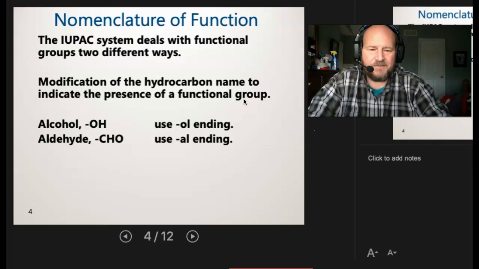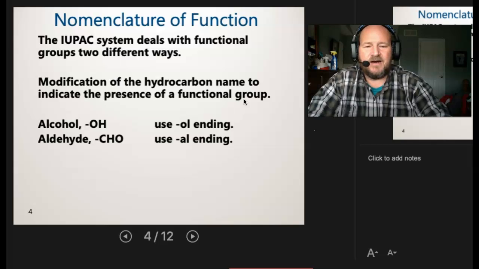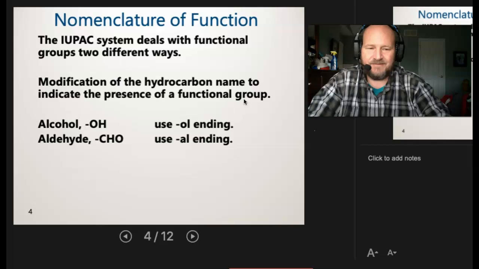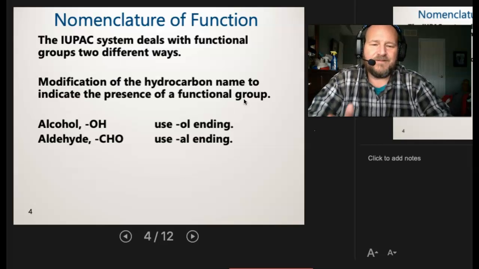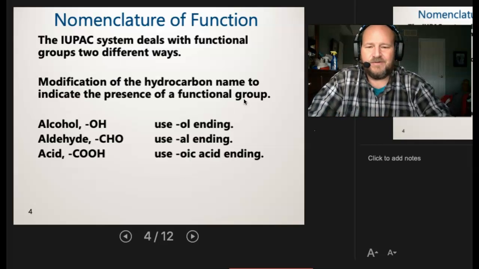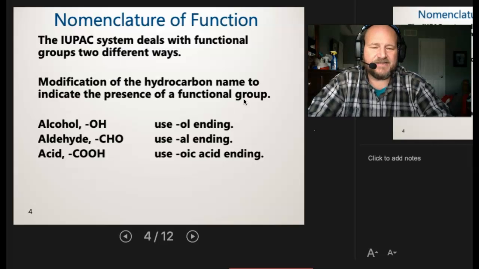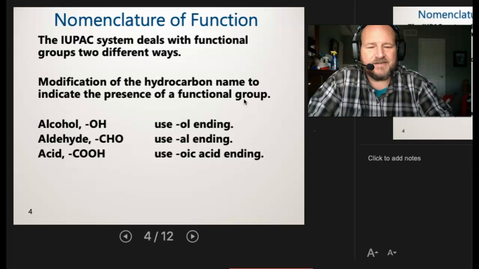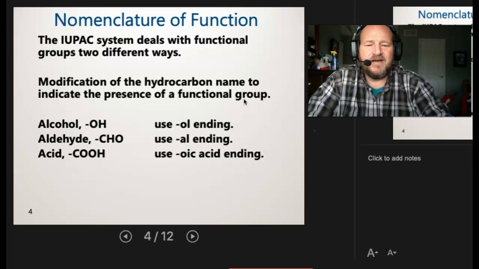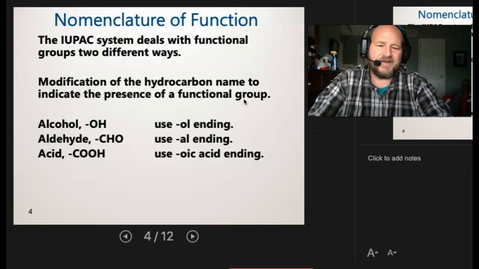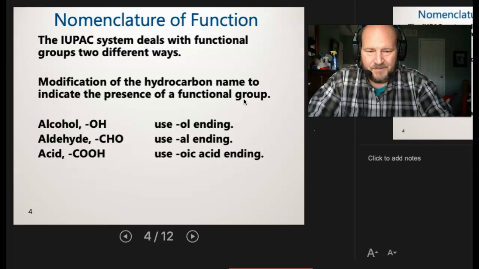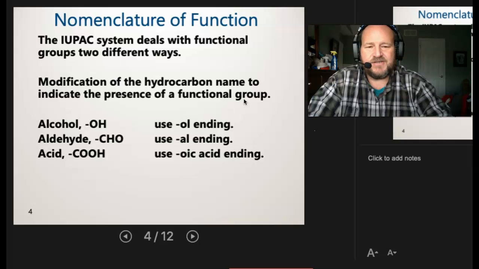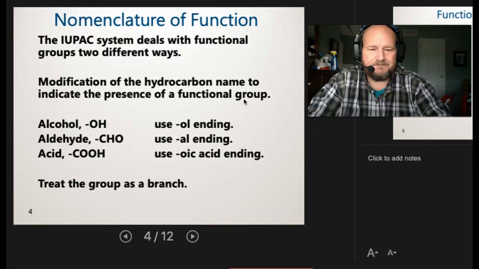If it's an aldehyde, we'd end in -al, so formaldehyde, right? Again, we're not going to worry about nomenclature, but you'll see these -oic acids. For instance, if you look at your food labels, you'll see benzoic acid is sometimes used as a stabilizer, and that way you can get longevity out of your food. But we're, again, not going to be focusing on the nomenclature. It's just that when we have a functional group, we change the ending.